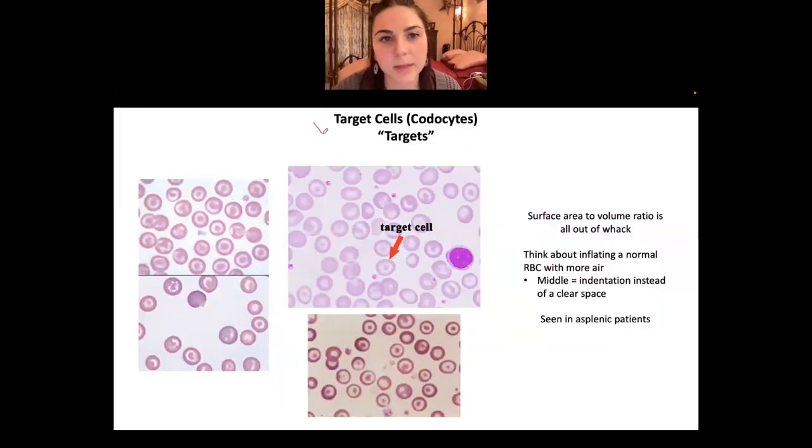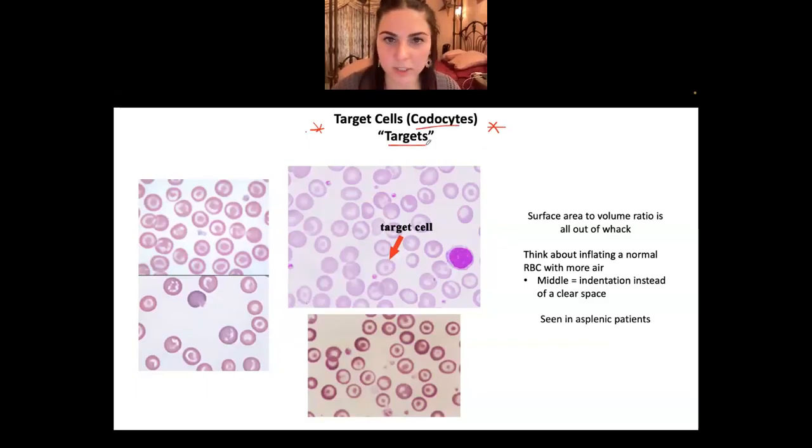Target cells. So here's something that they could go into with your exam this year. If you have your spleen out. So we'll talk about what target cells are. But I wanted to give you all the different ways you could see what a target cell's name is. Another name for them is codocytes. No one calls them codocytes. I've never seen that.